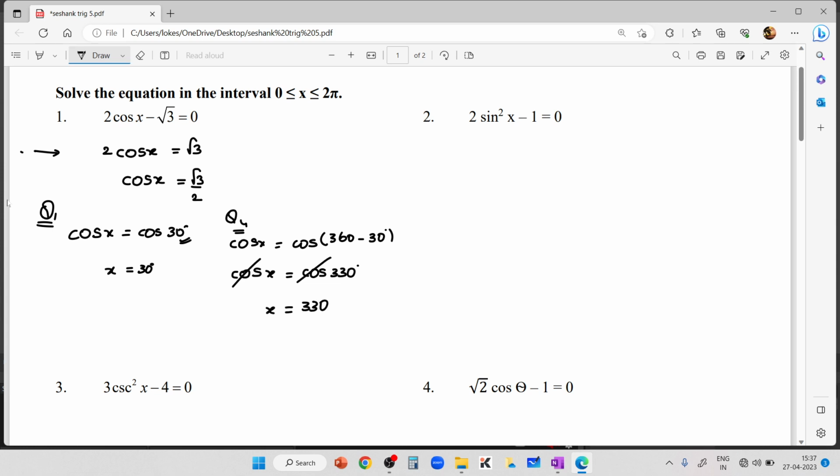If I want to represent these angles in terms of radians, I need to multiply with pi by 180. So that will make this pi by 6 and this 11 pi by 6.